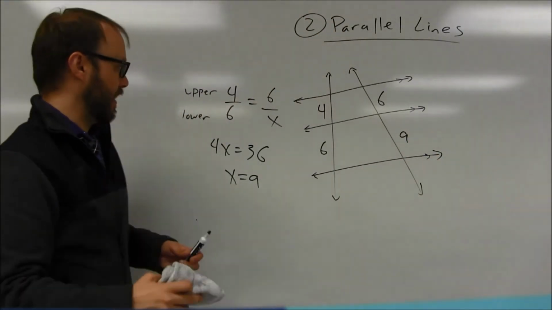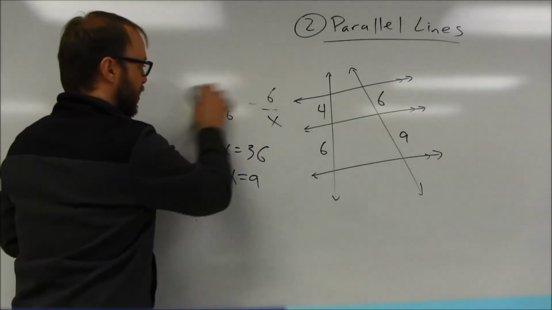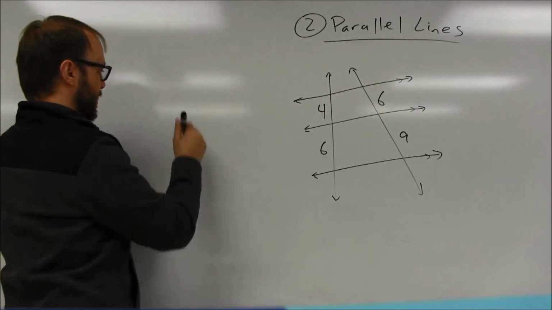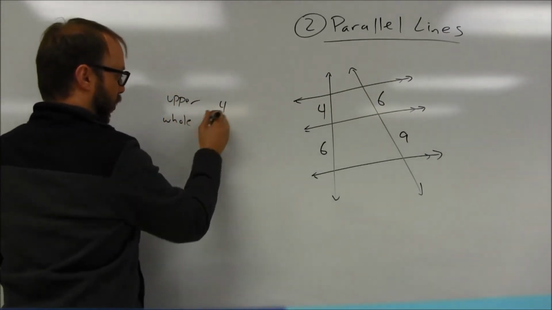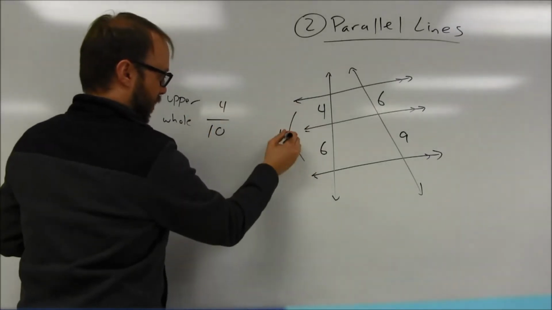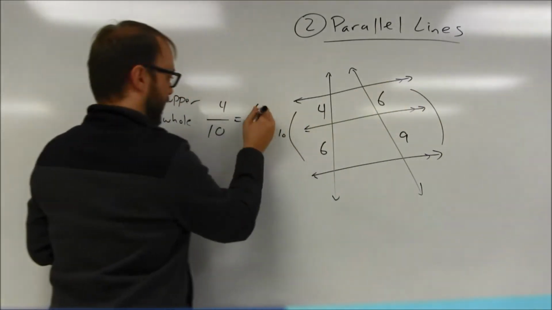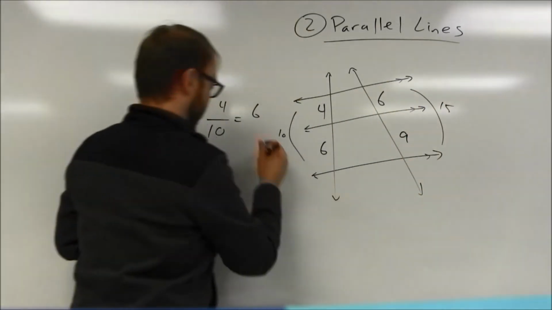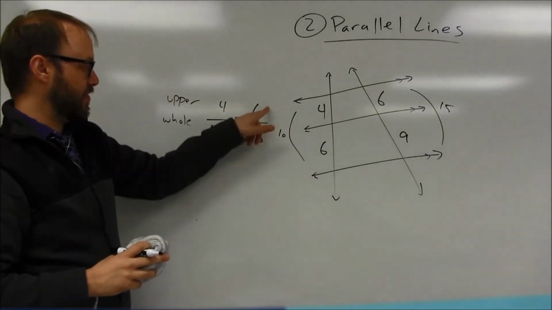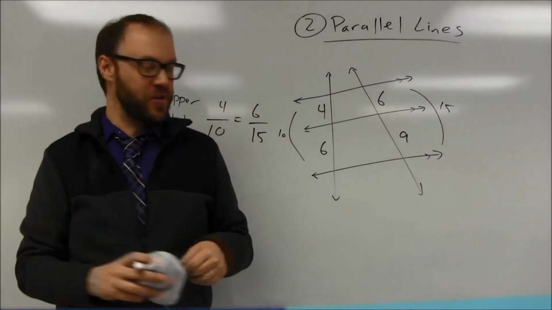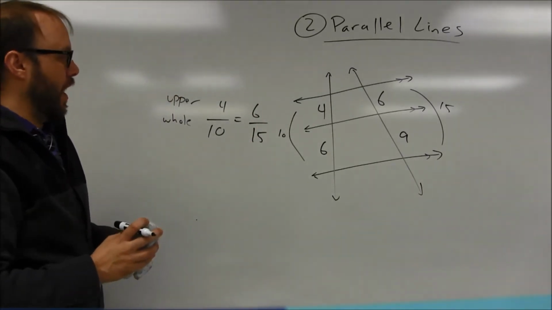You can see all kinds of other relationships. The upper part over the whole will be equal to the upper part over the whole. So you could do something like 4 over 10, whole side like there would be 10, would be equal to the upper part over here over the whole part of 15. Okay, I think you can check that. That's 2/5. That also is going to simplify down to 2/5 or 0.4 if you wanted to write it that way.